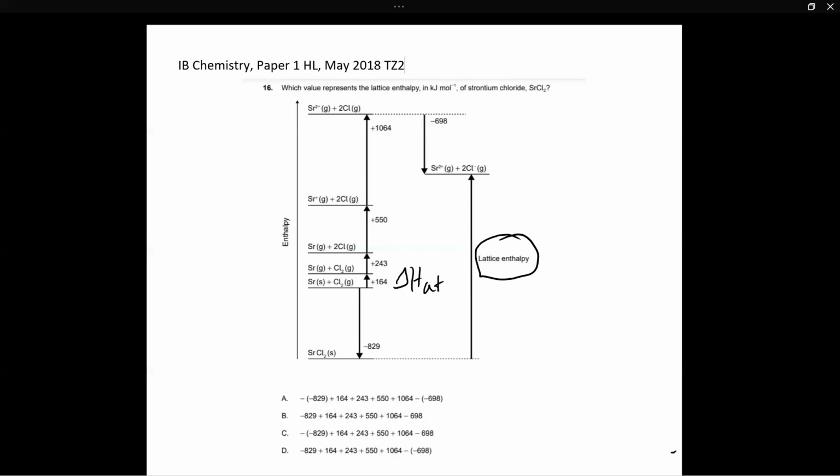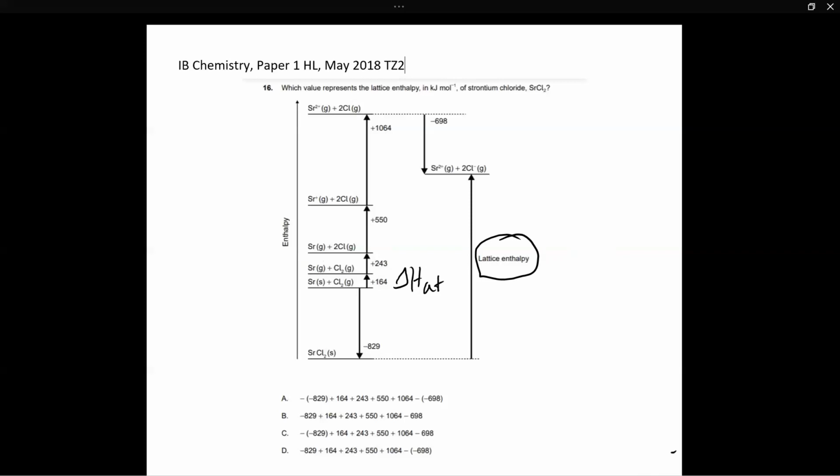So that's enthalpy of atomization. Remember, I'm going to repeat this once more. Enthalpy of atomization is the enthalpy change when 1 mole of gaseous atoms is formed from an element under standard conditions. So we're forming 1 mole of gaseous strontium atoms from solid strontium atoms. Now, let's take a look at the next one.